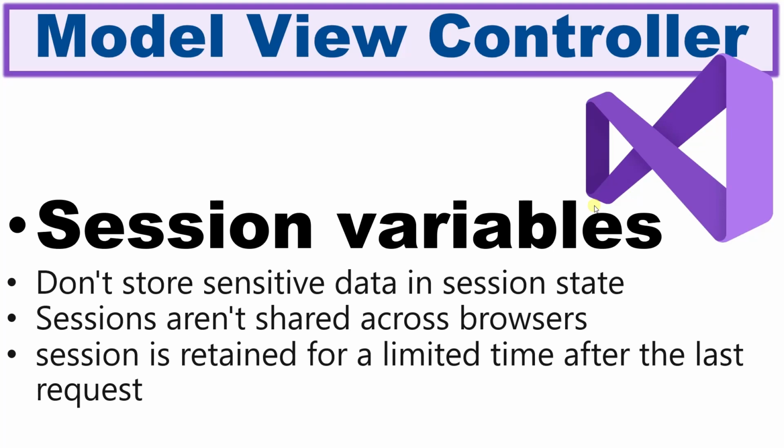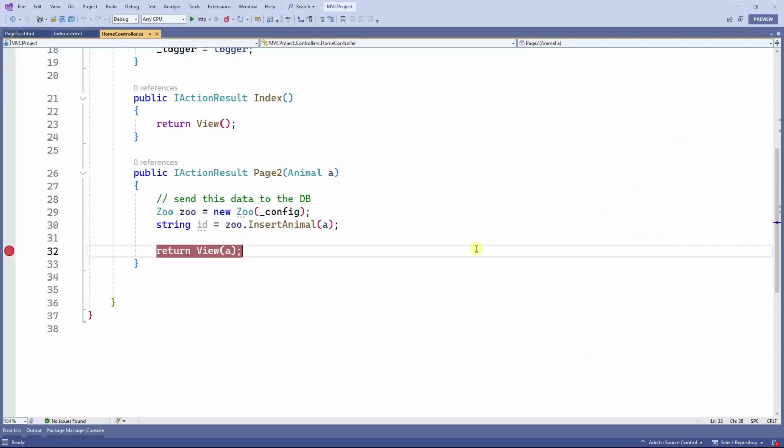All right, so let's write some code for the session then. This is where we left off from the previous video. If you remember, in the previous video I inserted an animal in the database and then I returned an ID. So I want to store that ID in the session.